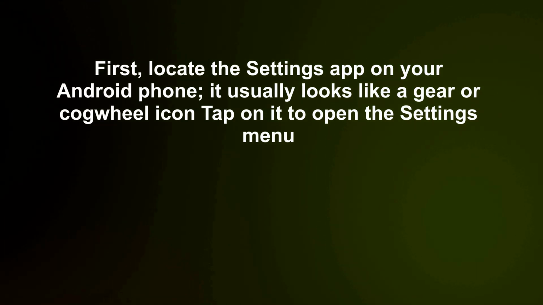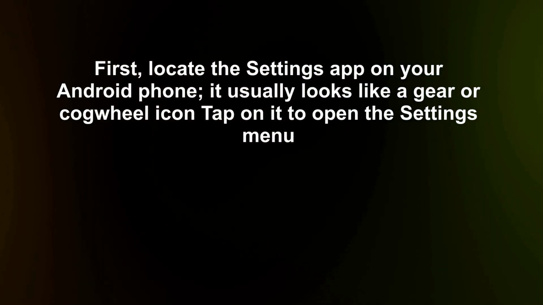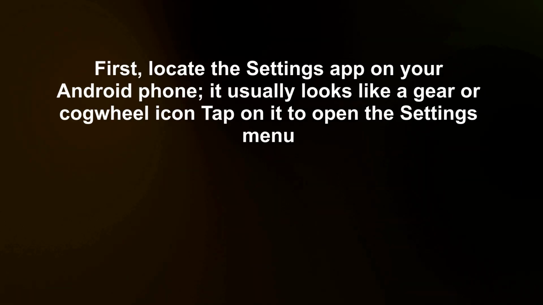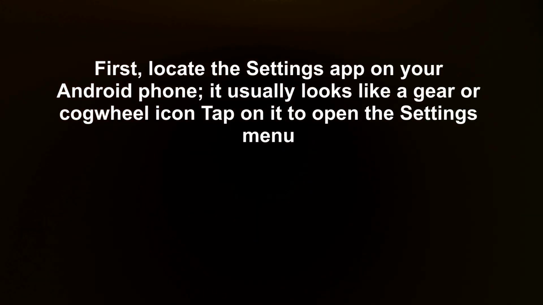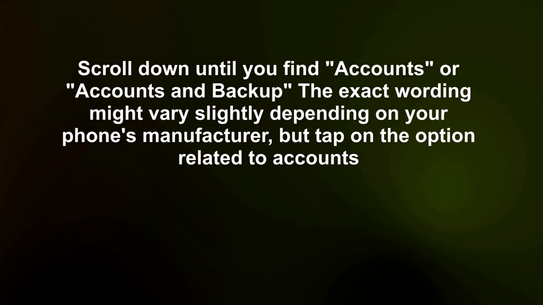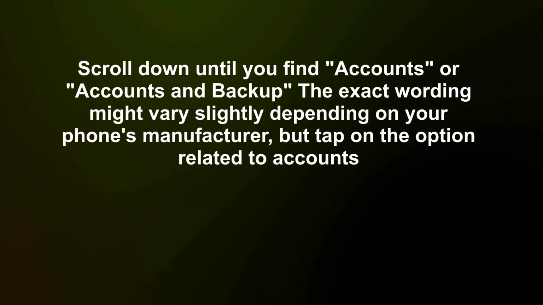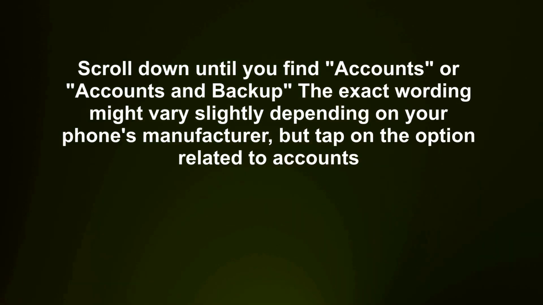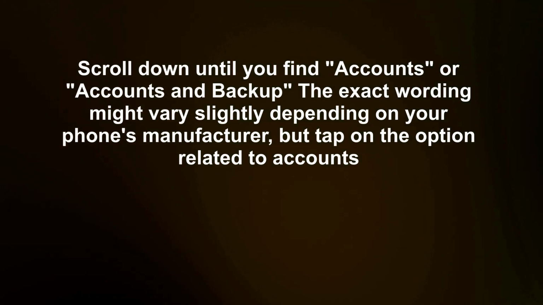First, locate the Settings app on your Android phone. It usually looks like a gear or cogwheel icon. Tap on it to open the Settings menu. Scroll down until you find Accounts or Accounts and Backup. The exact wording might vary slightly depending on your phone's manufacturer, but tap on the option related to Accounts.